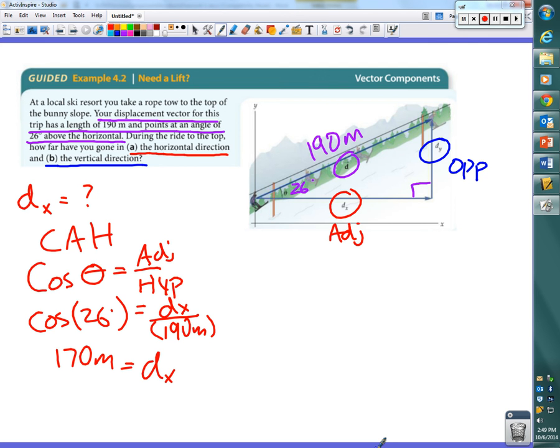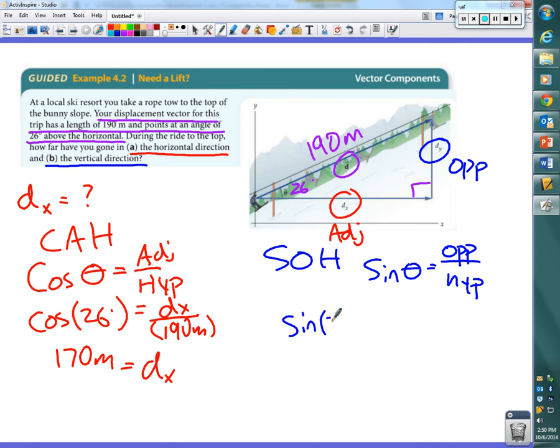Now we want to find the opposite side. We know the hypotenuse, okay? Which trig function relates opposite and hypotenuse together? Sine, right? Sine of theta is equal to opposite over hypotenuse. We plug things in that we know. Sine of 26 degrees equals the y component of the displacement. The displacement itself is still 190 meters.